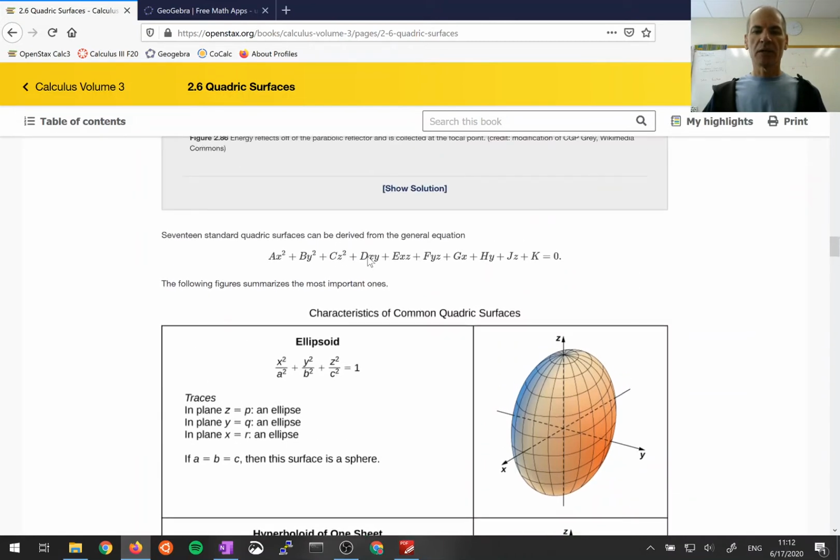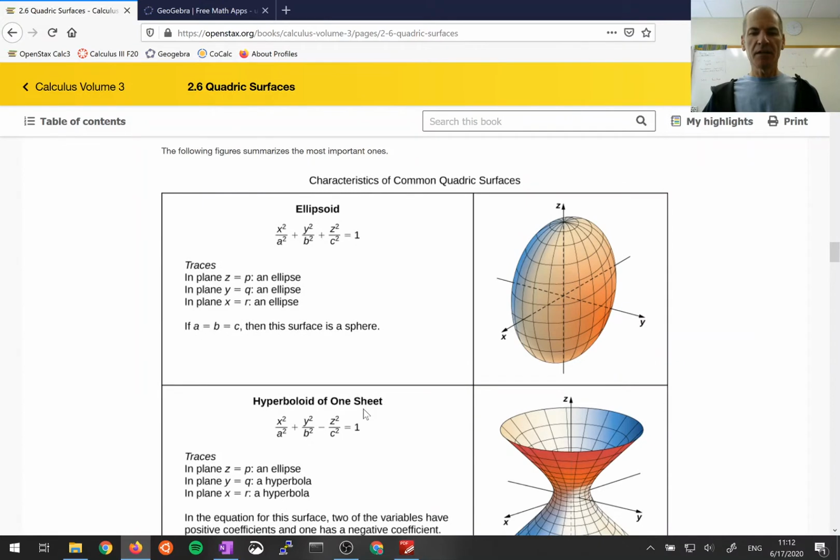So if we compare that to this very general equation, we can see that a is actually, in this case, 1 over little a squared, b is 1 over little b squared, c is 1 over little c squared, and k is -1, and it's been moved over to the right-hand side. And the remainder of these constants are all set to 0. In that situation, you get an ellipsoid.